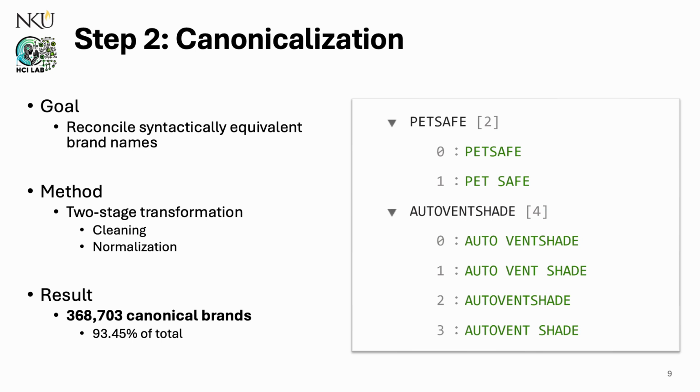The second step in our pipeline is canonicalization, which means converting any surface variations of a brand name into one standardized form. We use a two-stage process in this step.